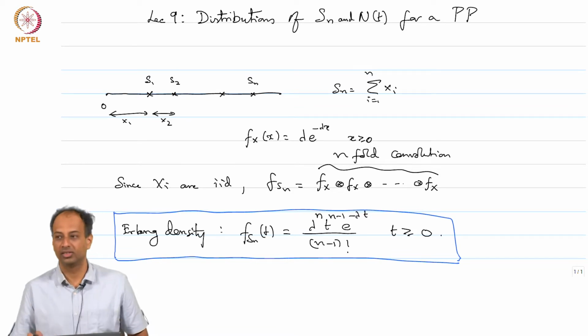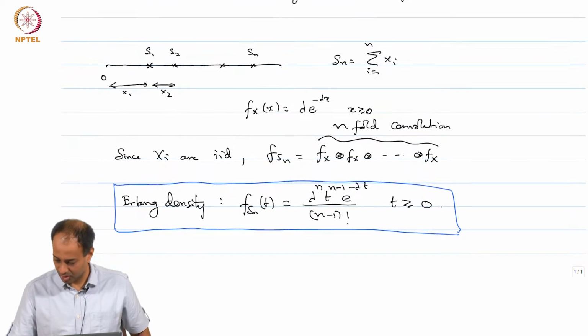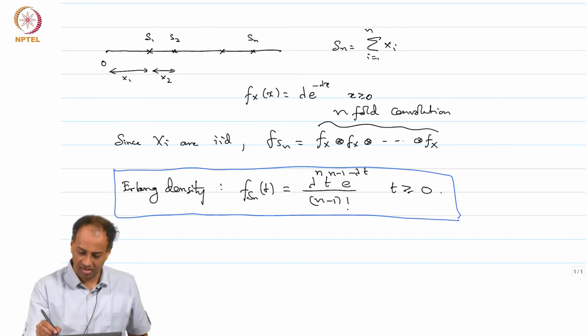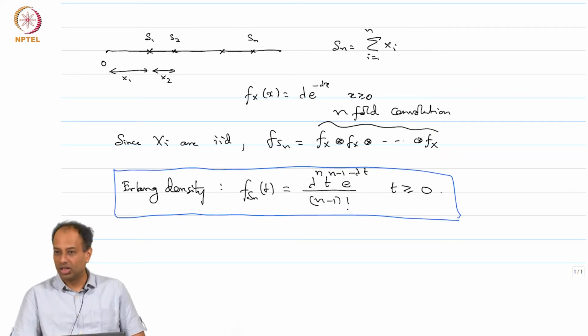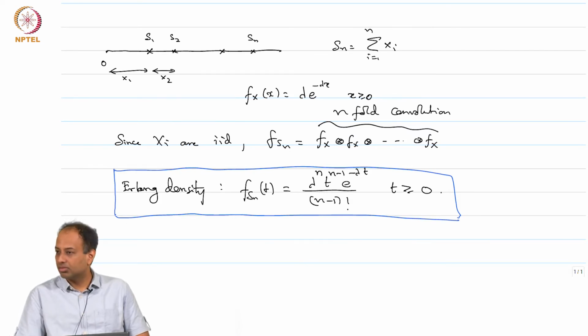All right. So, you can easily calculate the density of the nth arrival epoch. Any questions? If you put n equal to 1, S1 is just X1, so you should get back the usual exponential. You can just put n equal to 1 and check that it works out.